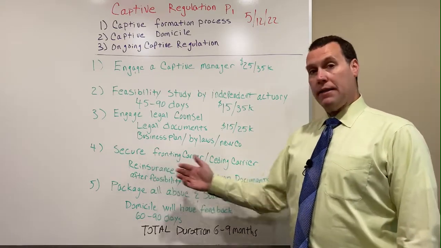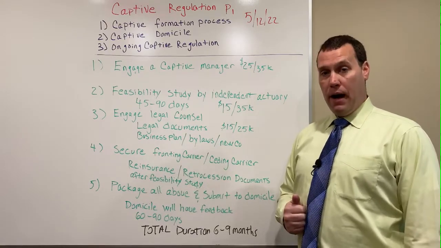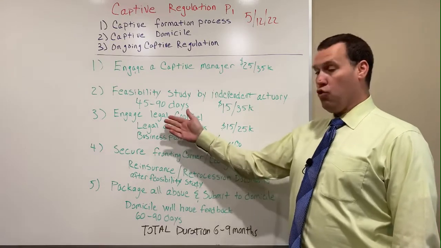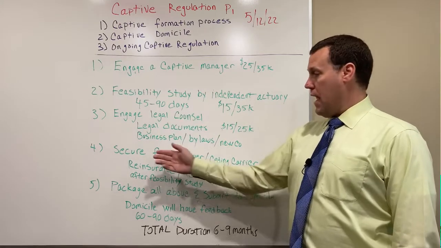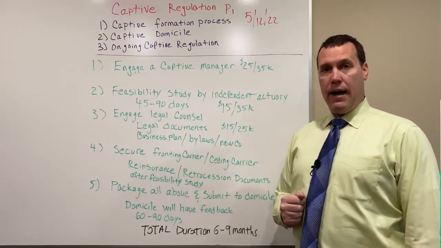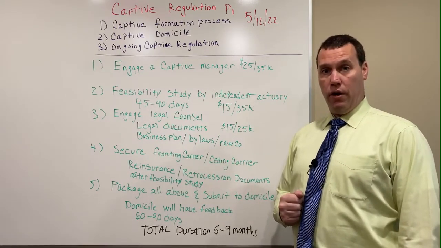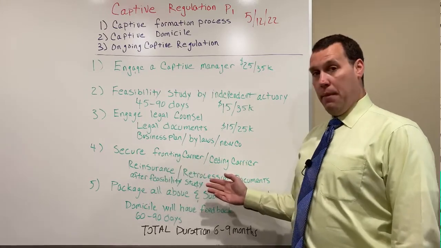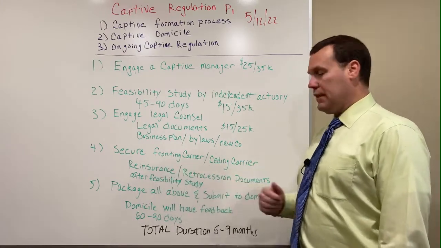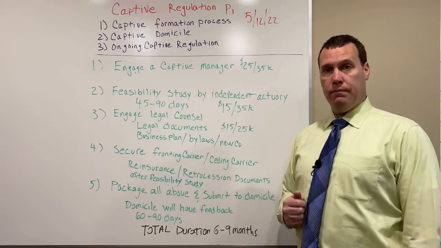The documents that define the relationship behind the scene will be drafted by your legal counsel and reviewed and edited by your insurance carrier partner. Those documents, to name a few, are the reinsurance and the retrocession agreement.